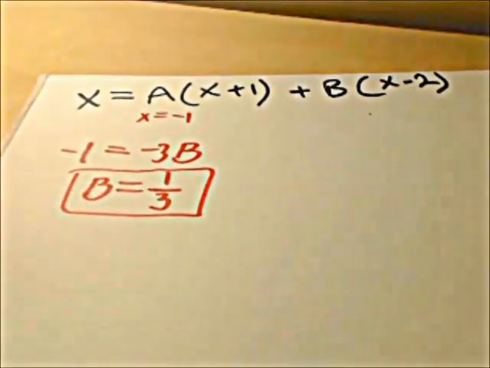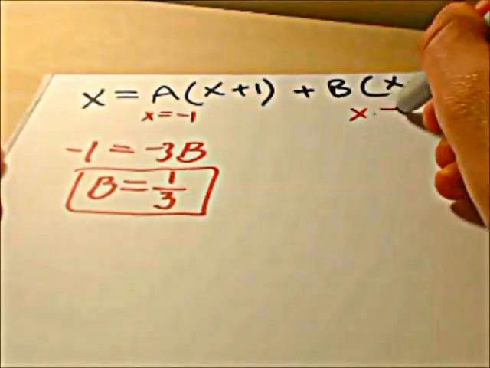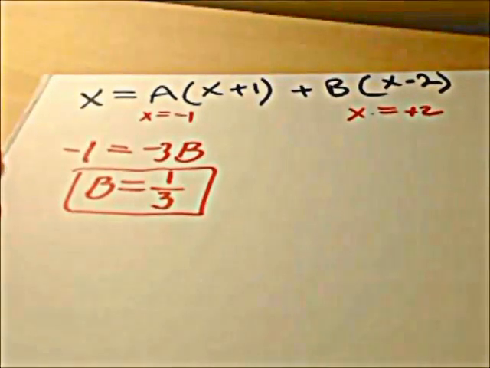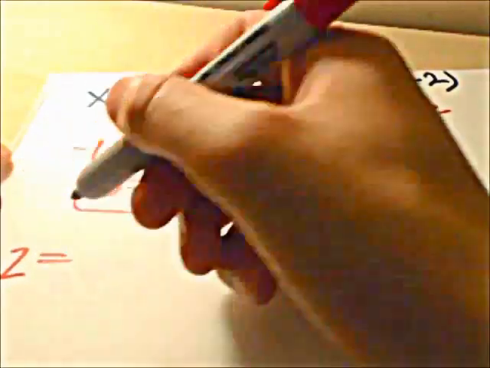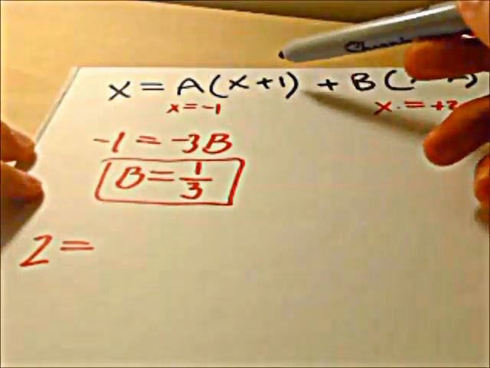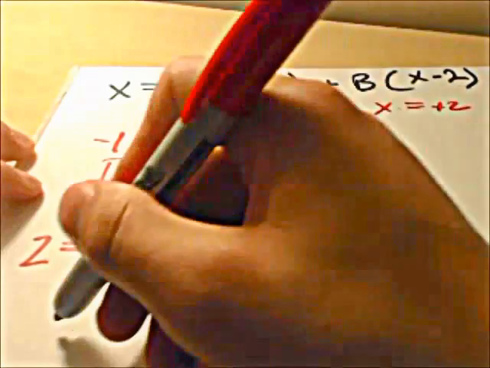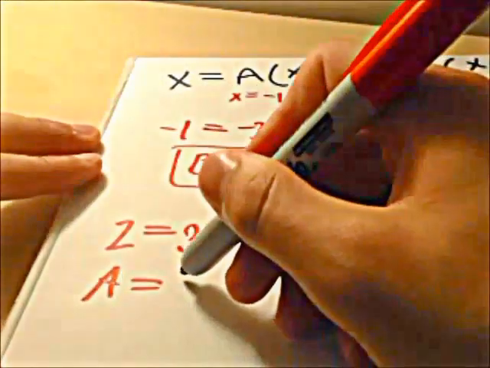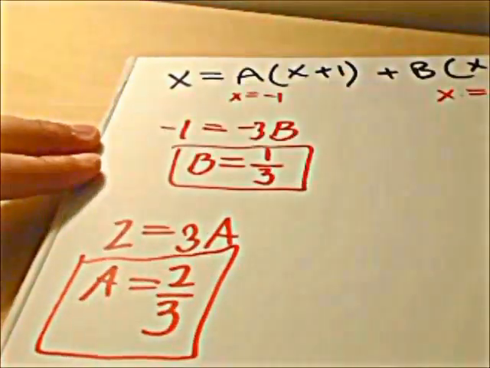Now, same thing I'm going to do for A. I'm going to find an appropriate value for x to find A, and that's going to be positive 2, so we can make the B term equal 0. Rewriting this: 2 equals A times (2 plus 1), which is 3, so 3A. Which means A equals 2 over 3. And that's our A.